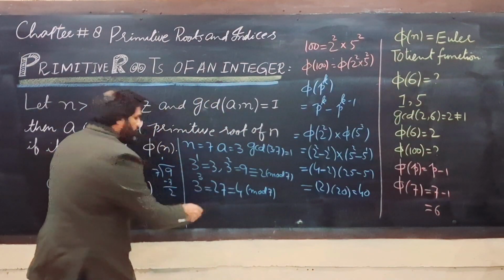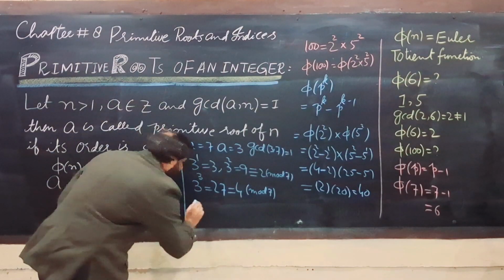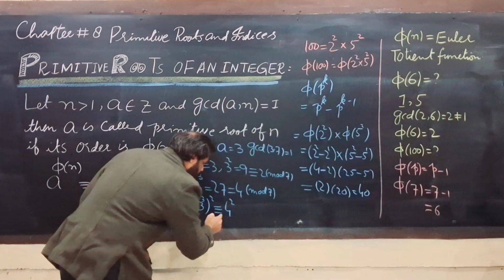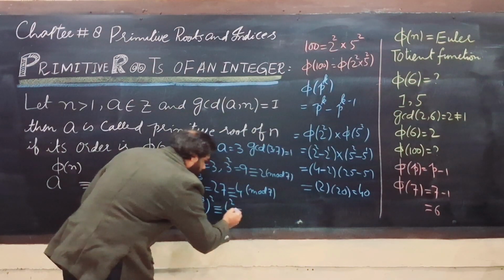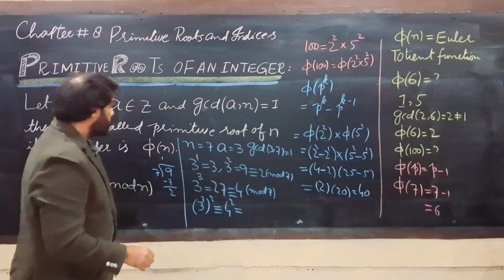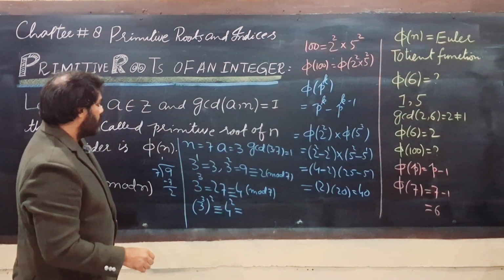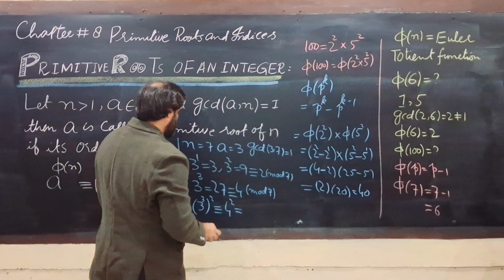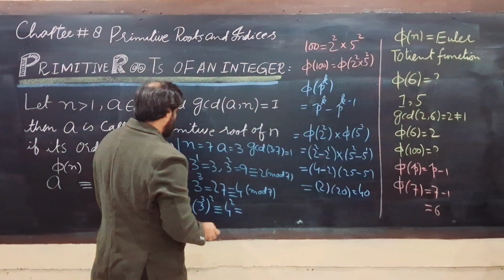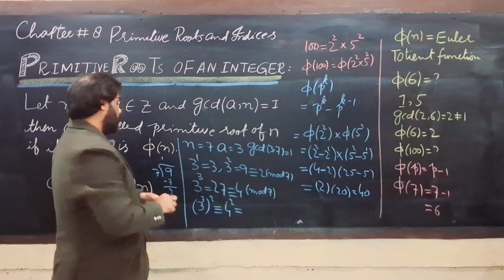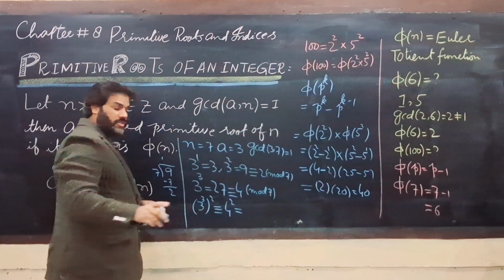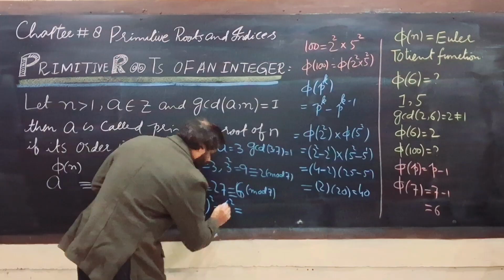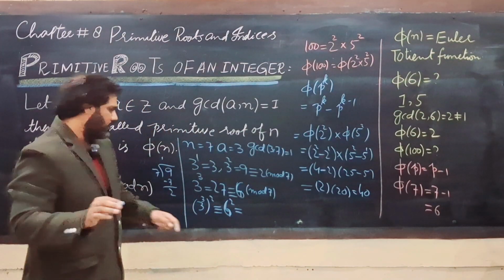If you take 3 raised to power 4, 3 raised to power 5, I am directly taking 3 square on both sides. This gives 4 square, which is 16. Sorry, there is a mistake here. When you divide 27 by 7, 7 3 is 21 and the remainder is 6 here. Now it is okay.